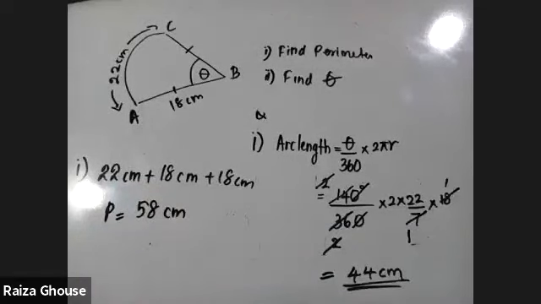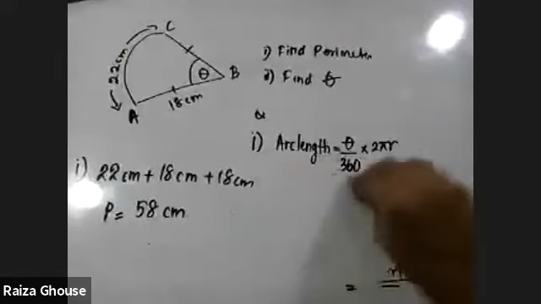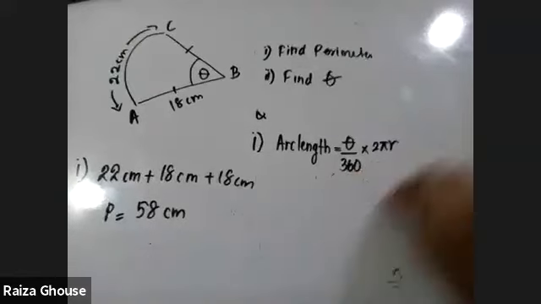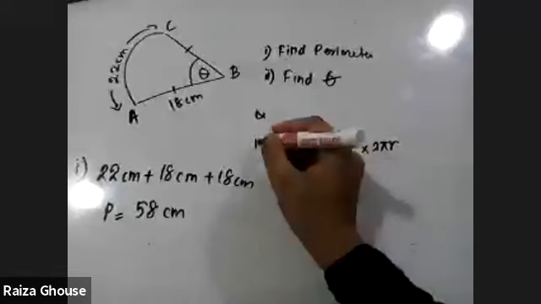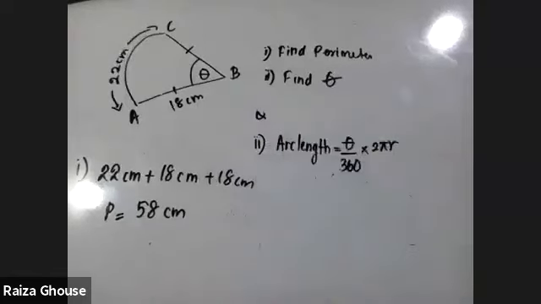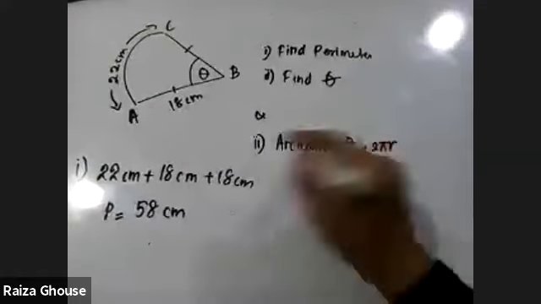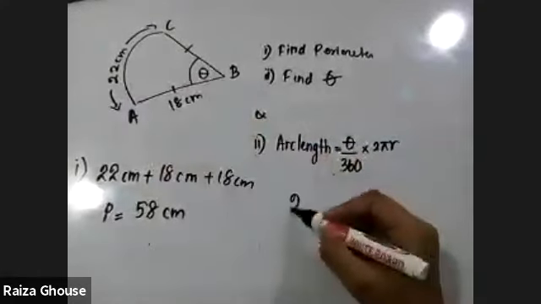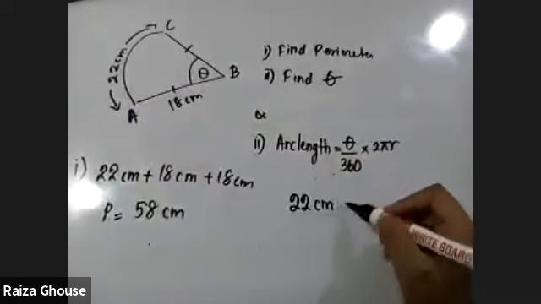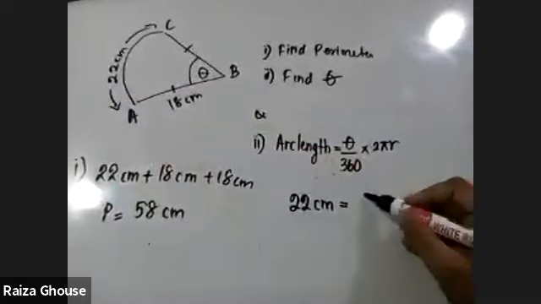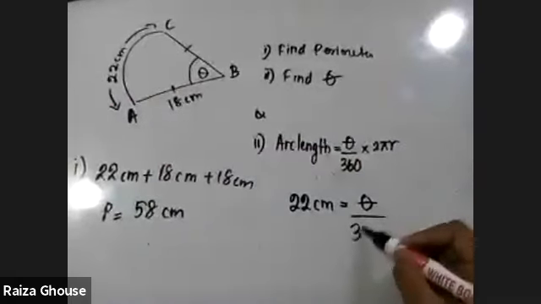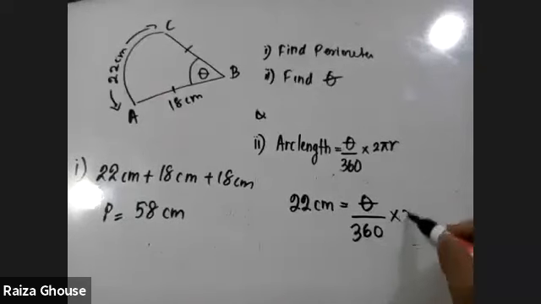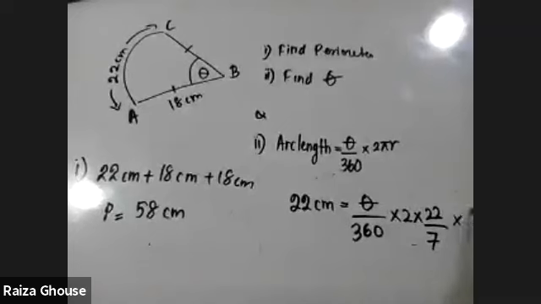I got a decimal degree. You got the theta. Okay, very good. Decimal degrees, no, no way. Arc length is given 22 centimeter. Theta not given. 2 pi, pi means 22/7. Radius given 18. Use this equation.